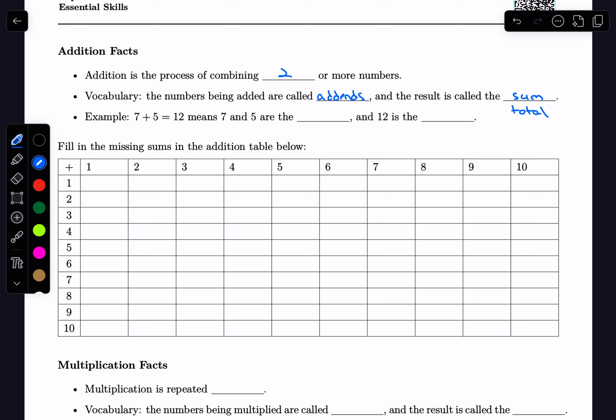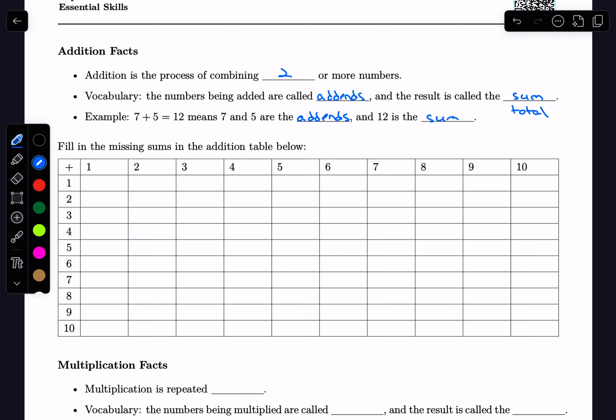Or think about for total, if you are at a grocery store buying some things, the total amount of money you pay at the end is all of the individual prices added together. So we would sum up all of those prices. So the word sum and total are closely linked, but the thing that might be new here is the fact that each individual object being added is called an addend. So for example, 7 plus 5 equals 12 means 7 and 5 are the addends and 12 is the sum.